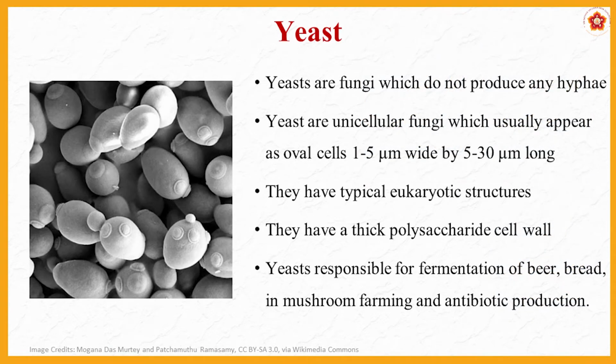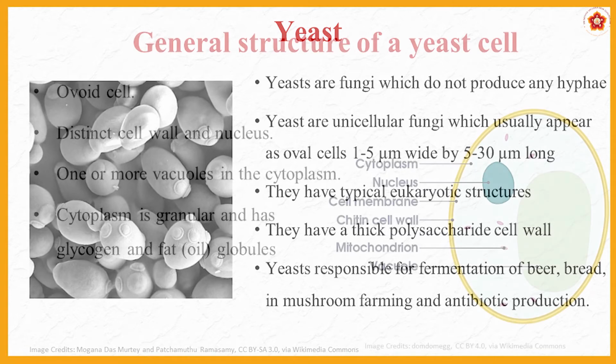Yeast. Yeasts are also fungi which do not have any hyphae. They are unicellular fungi. They are also eukaryotes. They are usually oval in shape with a width of 1 to 5 micrometers and a length of 5 to 30 micrometers. They have a thick polysaccharide cell wall. Yeast is usually used in fermentation of beer and bread. Mushroom farming and antibiotic production is also a big industry.